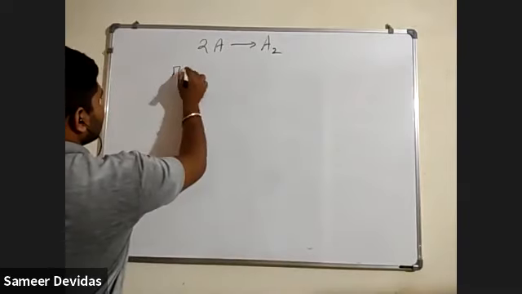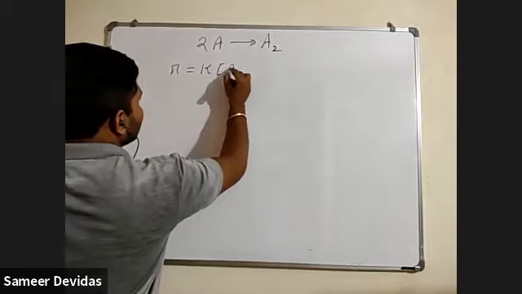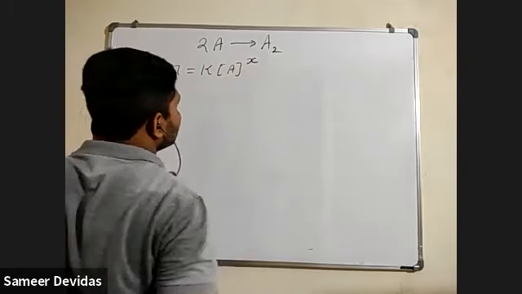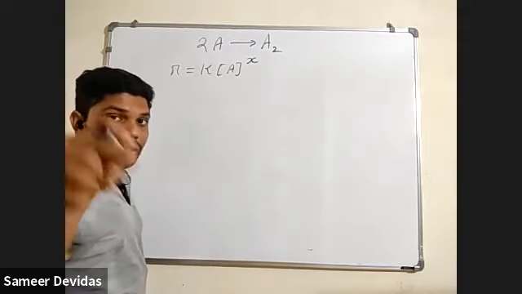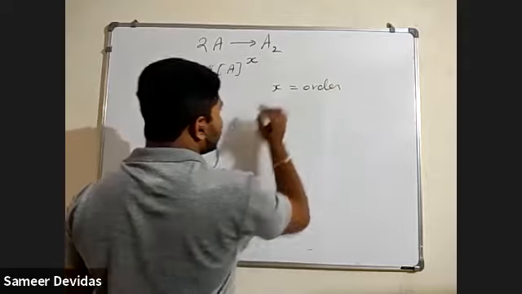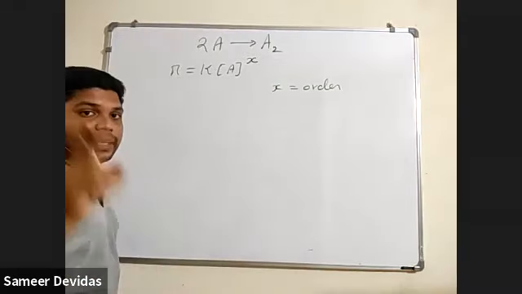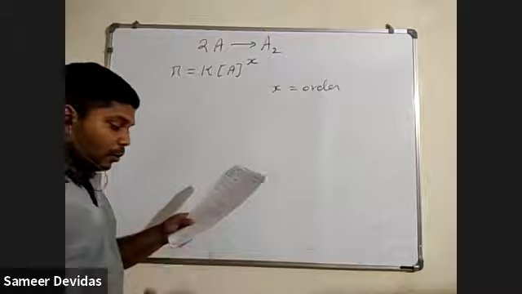So if we write down the rate law, R is equal to K A raised to X. We don't know what X is, because that is the order. X is the order, so we need to find out the X. Is this clear? Yes, sir.